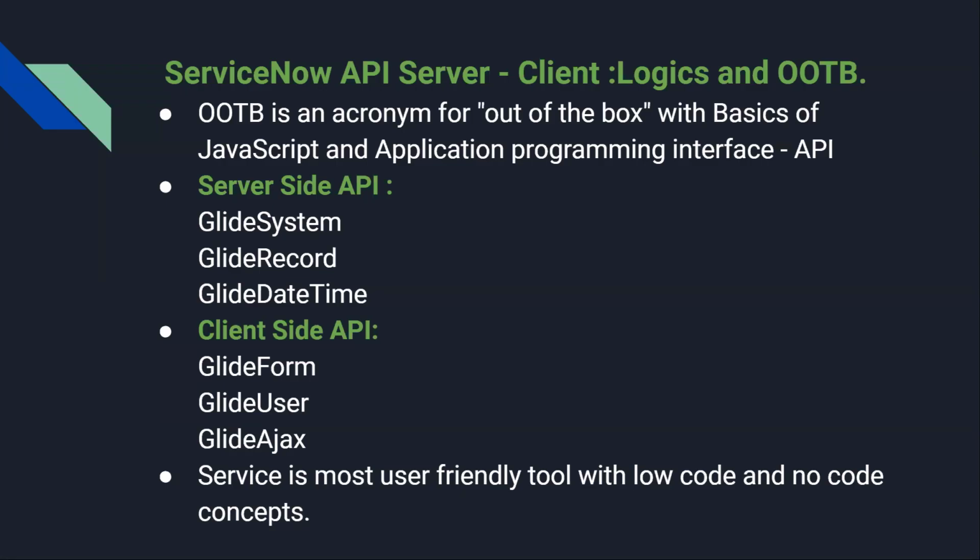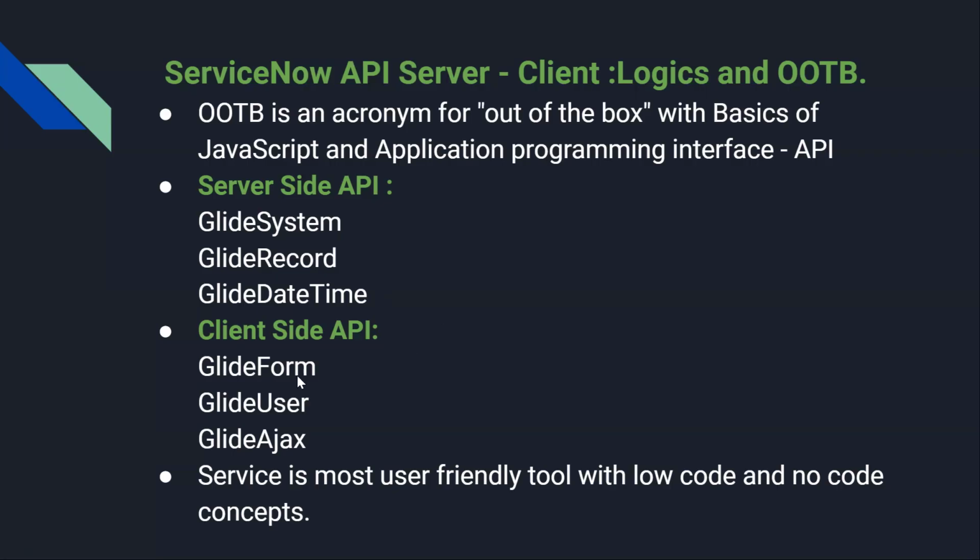Previously we used to have our database servers and all this, but now everything is automated. You will have tables where you can see the data, edit the data, modify the data, and delete the data. You will not write any SQL queries here. Everything is super automated, user friendly again. So for server activities, we'll be using APIs like GlideSystem, GlideRecord, GlideDateTime. Okay, all this we'll be using.